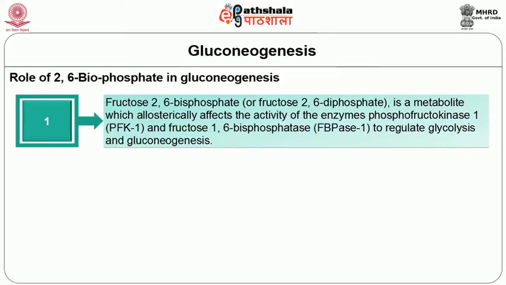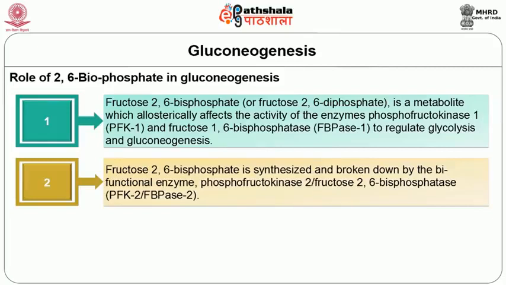Now we'll understand the role of fructose 2,6 bisphosphate in gluconeogenesis. Fructose 2,6 bisphosphate is a metabolite which allosterically affects the activity of the enzymes phosphofructokinase 1 and fructose 1,6 bisphosphatase to regulate glycolysis and gluconeogenesis. Fructose 2,6 bisphosphate is synthesized and broken down by a bifunctional enzyme called phosphofructokinase 2 / fructose 2,6 bisphosphatase.